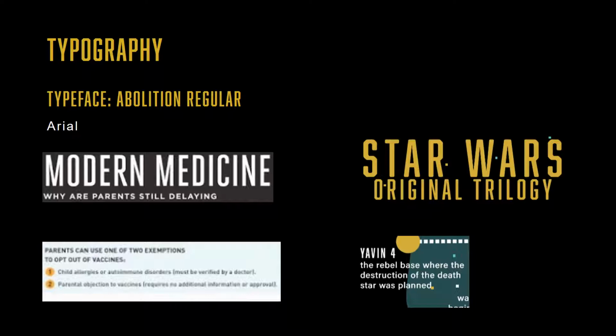My typography model uses an abolition typeface for titles and subtitles, and uses Arial for the smaller typed texts. There are some annotations on my typography model, as well as identity labels. The encoding that they use to show what they are labeling or annotating is proximity, which you can see that I did with my annotations and subtext in this picture of Yavin 4.